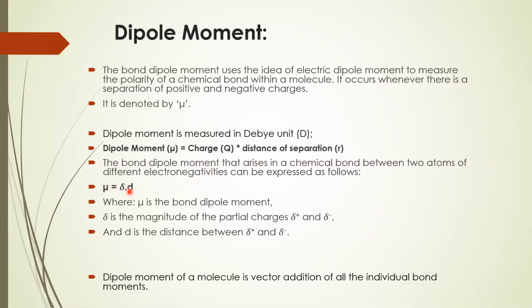The bond dipole moment that arises in a chemical bond between two atoms of different electronegativities is expressed as mu equals delta into d, where mu is the bond dipole moment, delta is the magnitude of the partial positive and negative charge, and d is the distance between the partial positive and negative charge. Dipole moment of a molecule is a vector addition of all the individual bond moments.